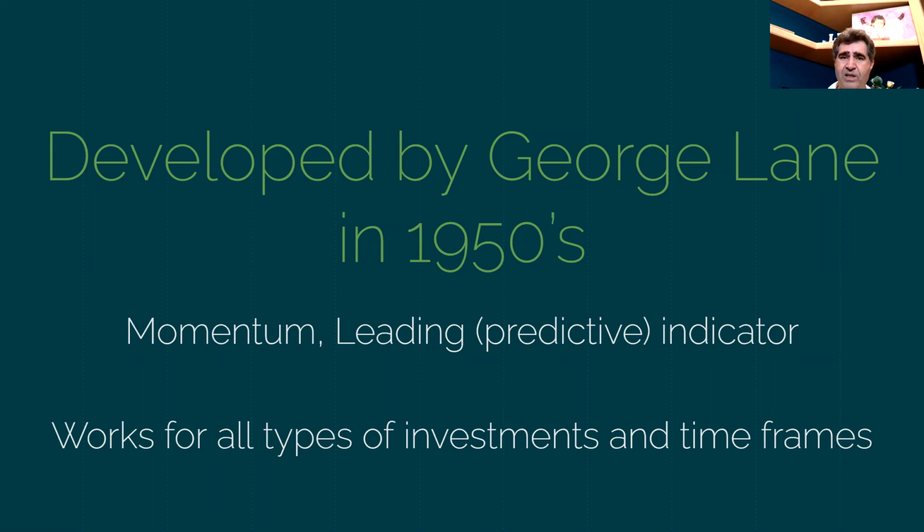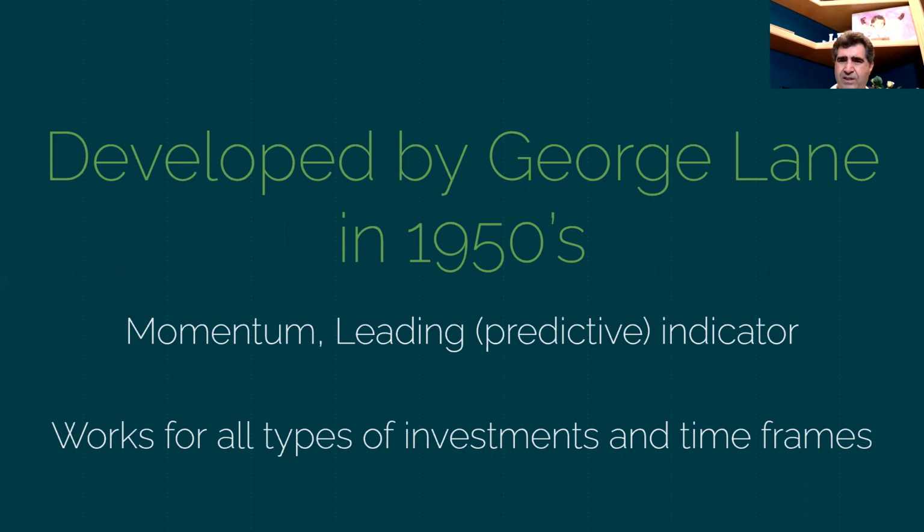This one goes way back to the 1950s, and it was developed by George Lane. Again, it's more of a momentum leading predictive indicator, so it gives you the heads up. What happens is momentum comes before the price. So when you have something like stochastics, you can have the heads up, and it will help you to get in or get out of your positions faster.